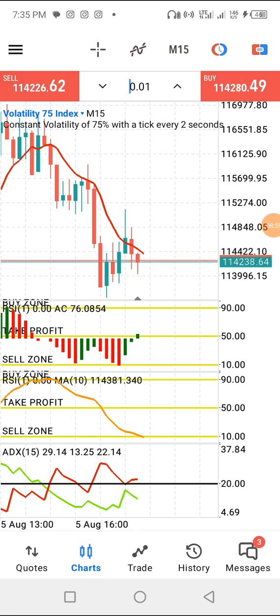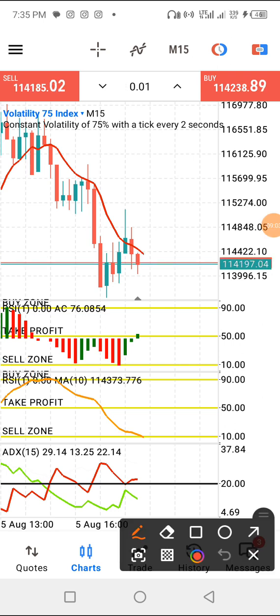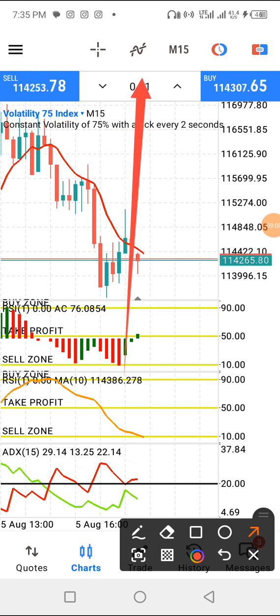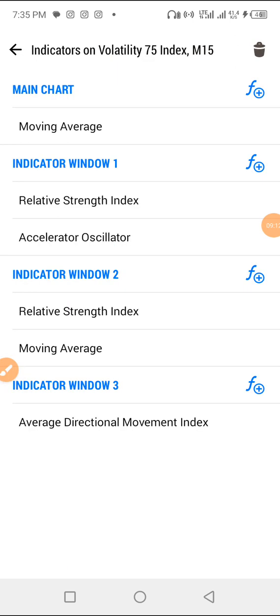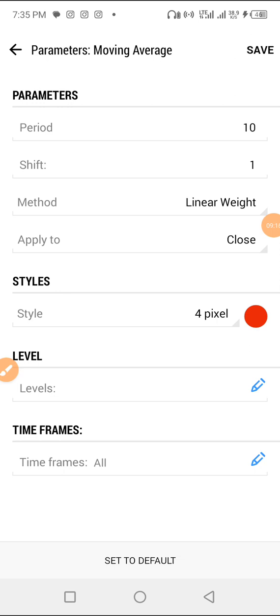Alright, now let me show you the settings for this strategy. Click on this icon here at the top. When you click on that icon, it's going to take you to the indicator window home. So the first indicator I'm going to add to the main chart is the moving average with period 10, shift 1, method linear weighted, apply to close, style 4 pixel, you can use any color of your choice.